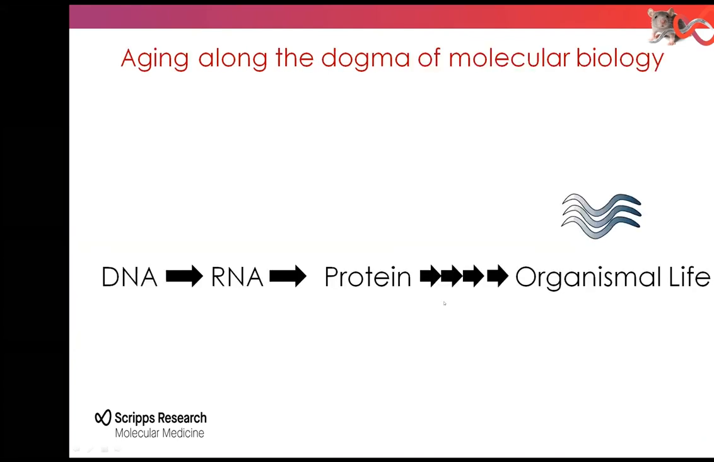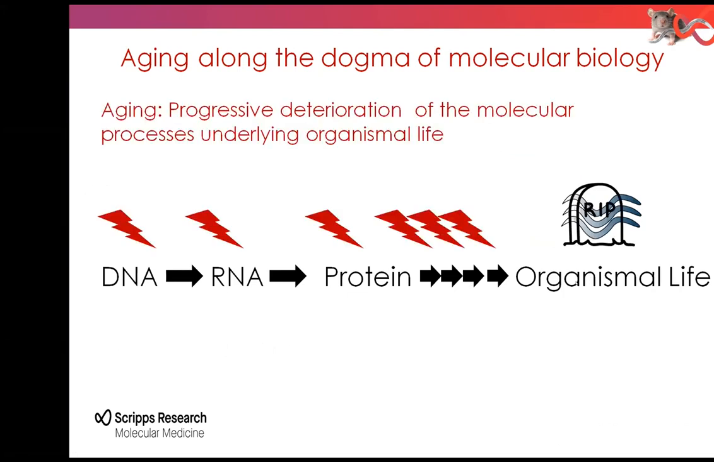Now I'm going to tell you, as I said, we do drug discovery, we do large-scale screens for compounds that extend lifespan, and then we use them to figure out what they do and learn about aging. So I'm going to tell you about 2 small molecules that we found, and they seem to act along the dogma of molecular biology, the information paradigm from DNA, RNA, protein, and then some other steps that lead to organismal life. And as we heard, aging progressively deteriorates any of those molecular components.